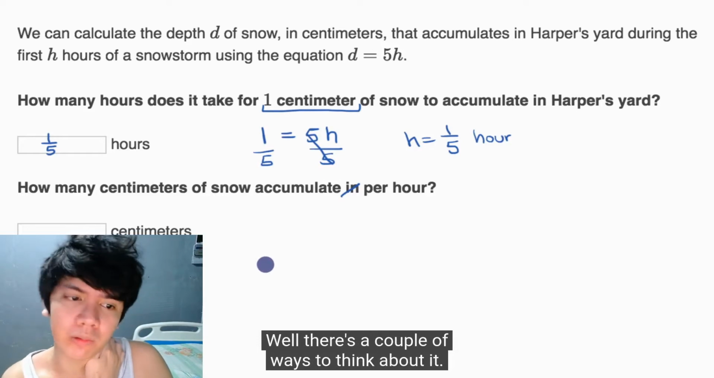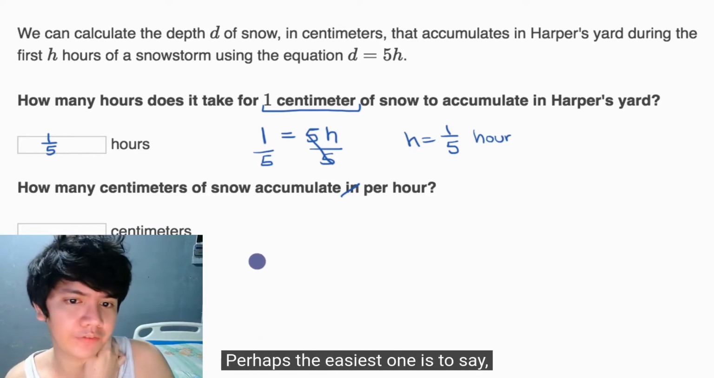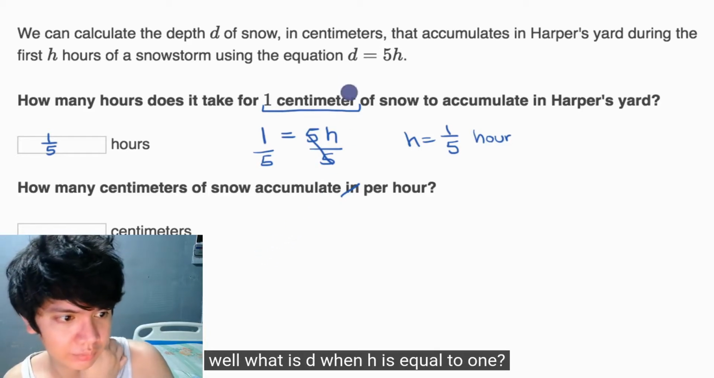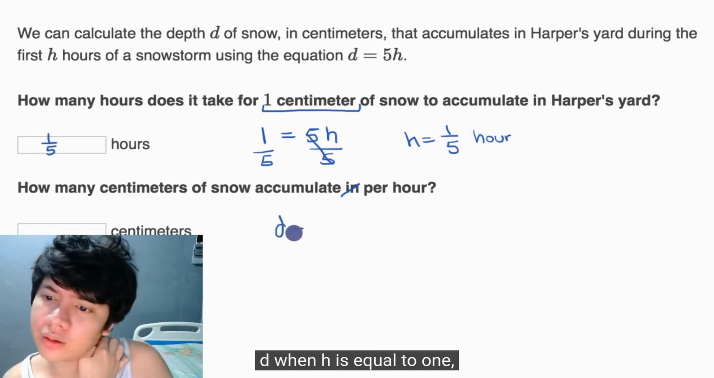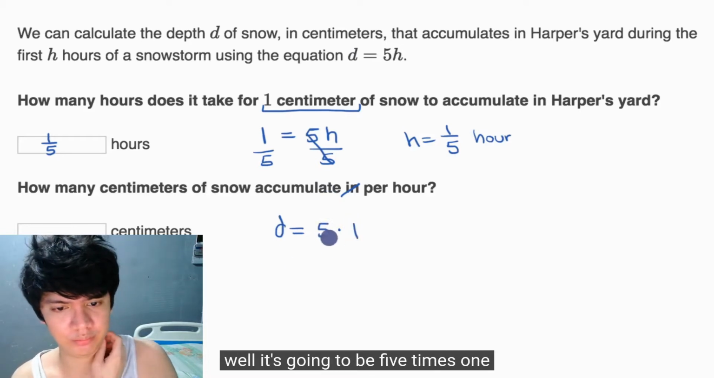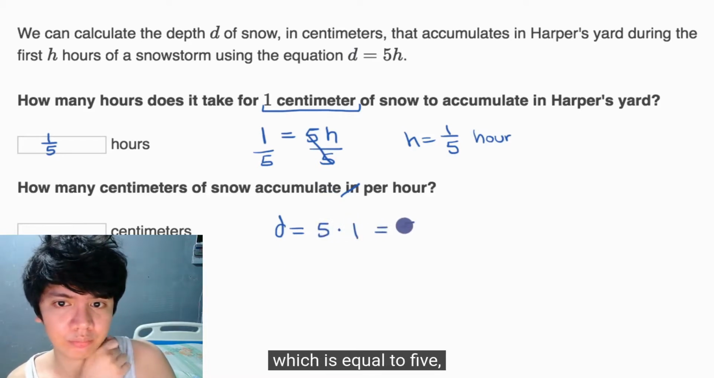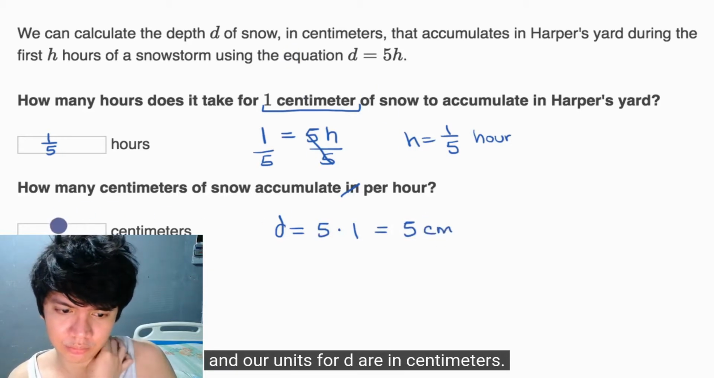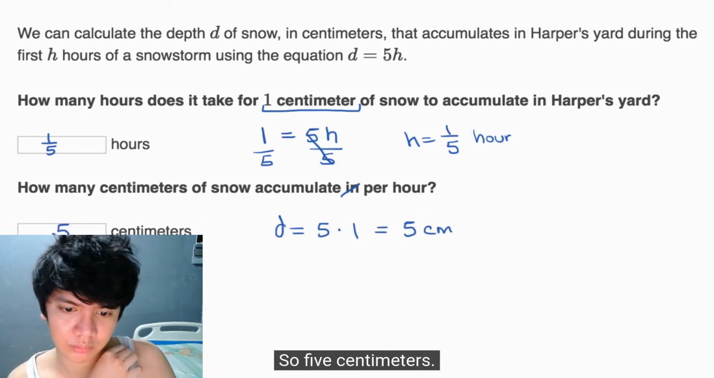Well, there's a couple of ways to think about it. Perhaps the easiest one is to say, well, what is d when h is equal to 1? When only 1 hour has elapsed, it's going to be 5 times 1, which is equal to 5, and our units for d are in centimeters. So 5 centimeters. Let's do another example.